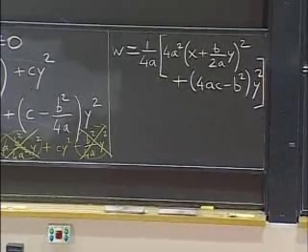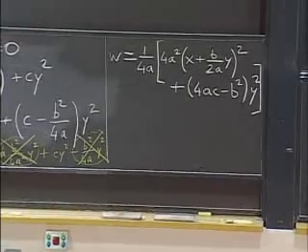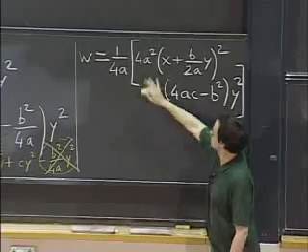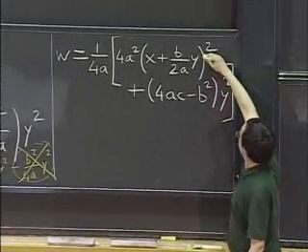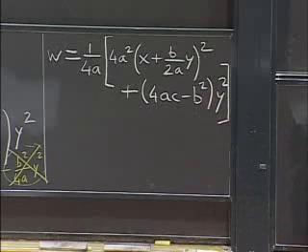Okay, so that's a lot of terms. But what does it look like? Well, we have some constant factors, and here we have a square, and here we have a square. So basically, we've written this as a sum of two squares.